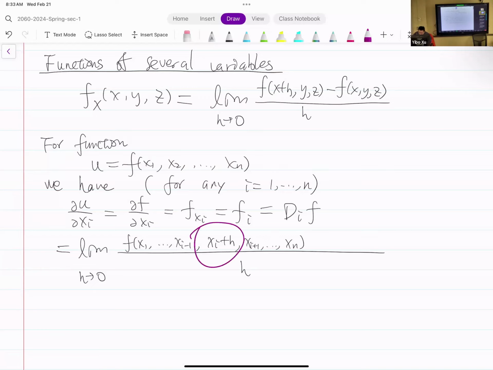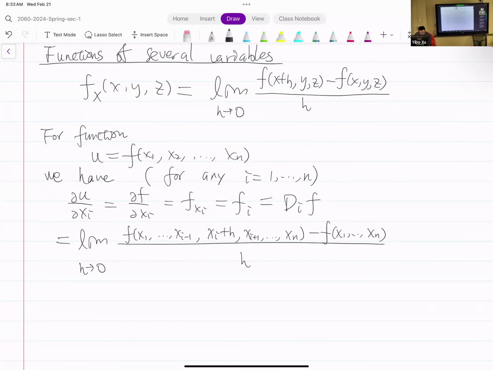So only this component is changed. Every other component is just fixed as a constant, and the same for the latter entries. So this is the latter output minus the prior. The prior is exactly f of x1 all the way up to xn, where no argument is changed. You can see that only the ith component is increased by h units. That's the direct extension from here, right? Here we're doing the first partial derivative, so that's just changing the first component. Just keep in mind that whenever you're doing the partial, every other variable is fixed as a constant.